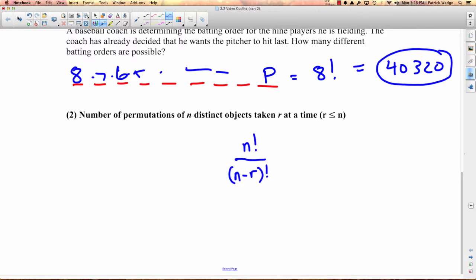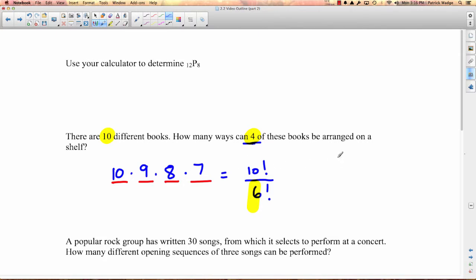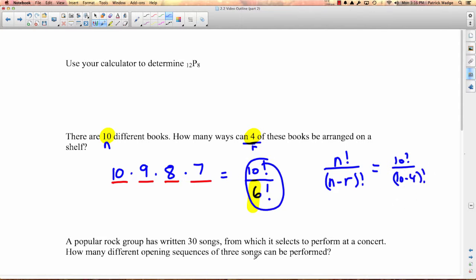So again, if I jump ahead, n factorial over n minus r factorial. N is the total number of objects, in this case 10. This is our n. R is how many you're actually arranging. We're arranging 4. So it would be 10 factorial, because n is 10, over 10 minus 4 on the bottom, factorial. And 10 minus 4 is 6. So do you see we get exactly what we wanted to have right there. By the way, 10 times 9 times 8 times 7 equals 5,040.